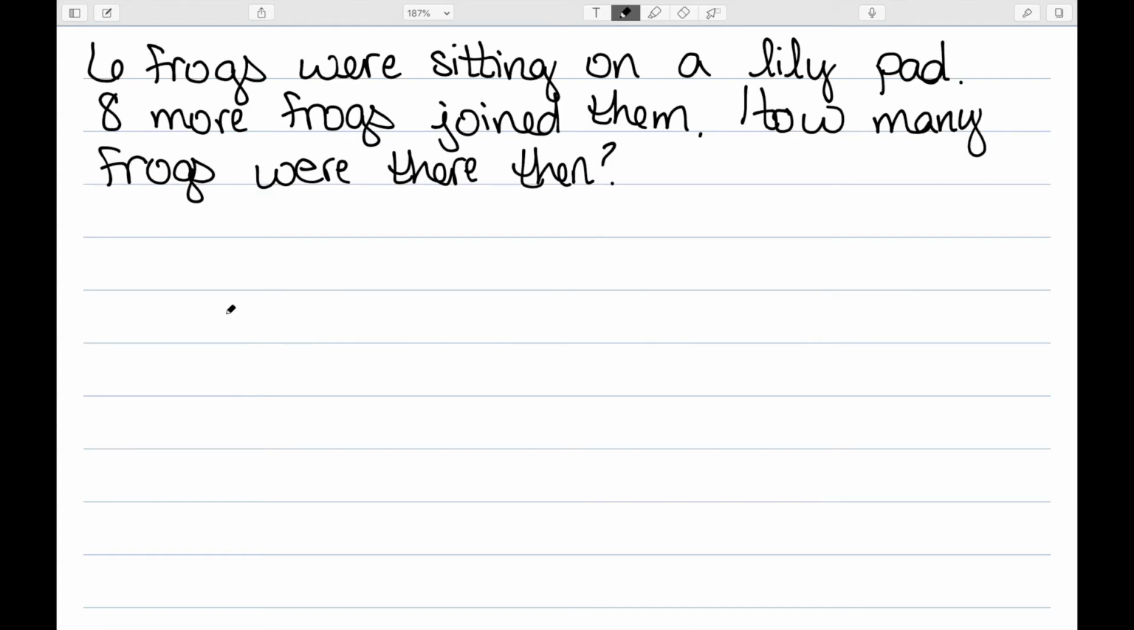6 frogs were sitting on a lily pad. 8 more frogs joined them. How many frogs were there then? Let's suppose we have 4 different students and they all immediately answer 14. However, we want to figure out how they did this.